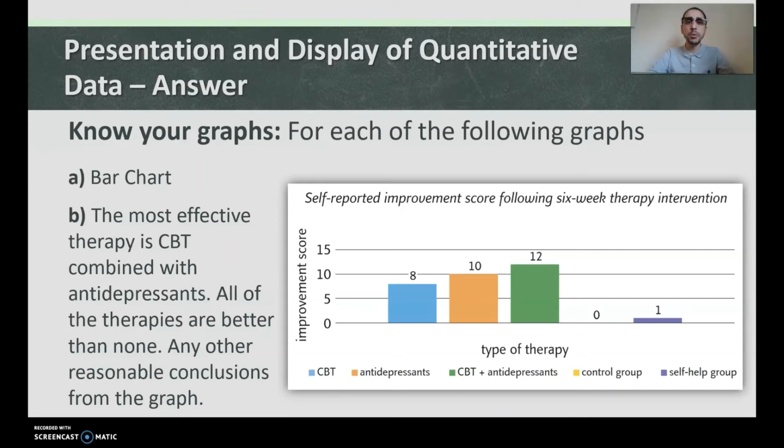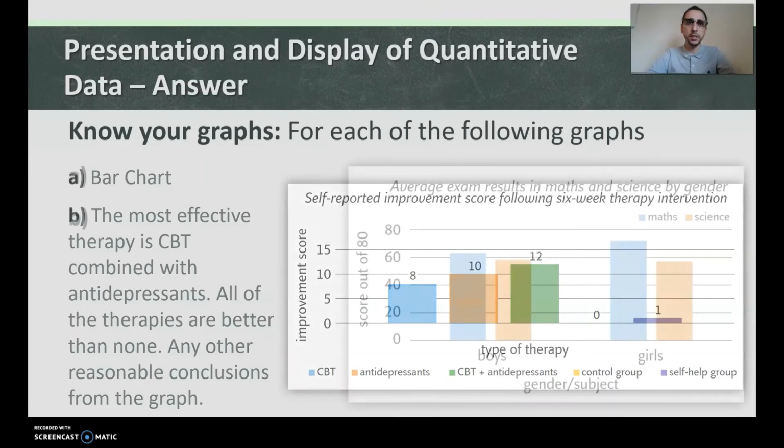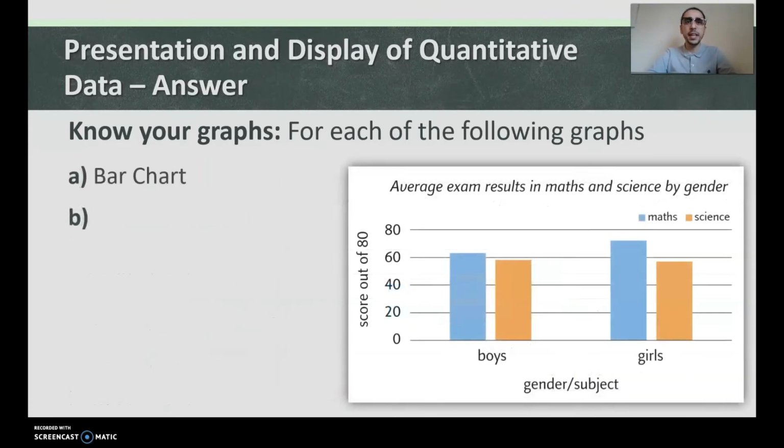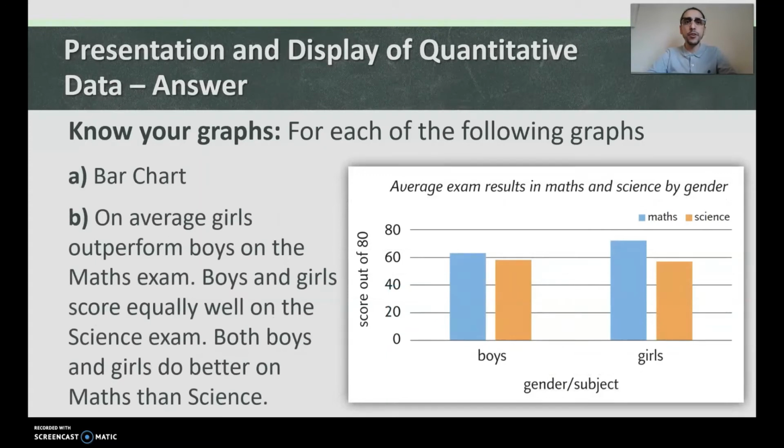Any other reasonable conclusion from the graph? Yeah, so essentially anything is better than the control, which is essentially no treatment. B, again, we got bar charts. On average, girls outperform boys on the maths. Boys and girls scored equally well on the science exam. Both boys and girls do better on maths than science.